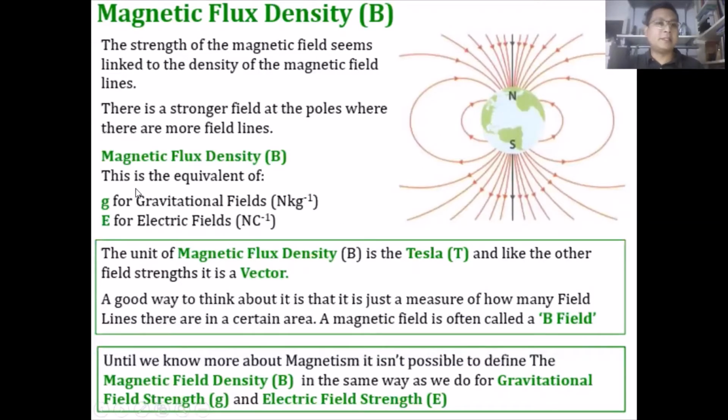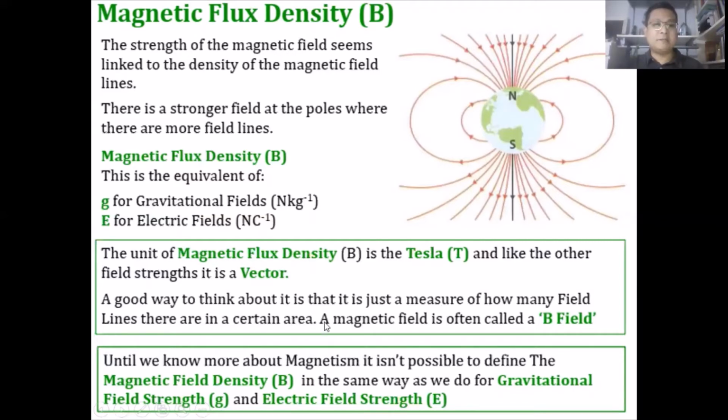So the magnetic flux density is equivalent to g for the gravitational field. Gravitational field strength has the unit newton per kilogram, and the electric field E is newton per coulomb. The unit of magnetic flux density B is the tesla, and like the others, field strength is a vector. So we need to mention the direction. A vector has not only quantity, but also direction.